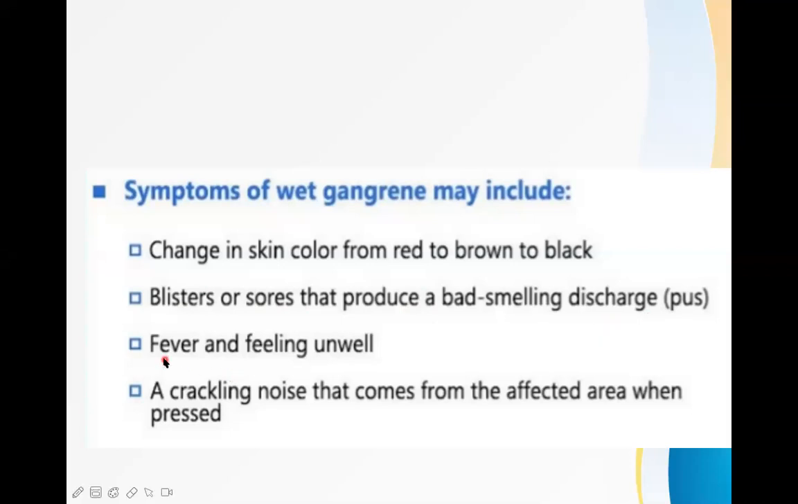If this is spreading to the normal area, then fever may be there, and the person is feeling unwell because this is a very serious type of condition going on in the body. Because of the rapidly spreading nature, it can quickly develop into septicemia, septic shock, and death of the patient. So we need to be very careful here.